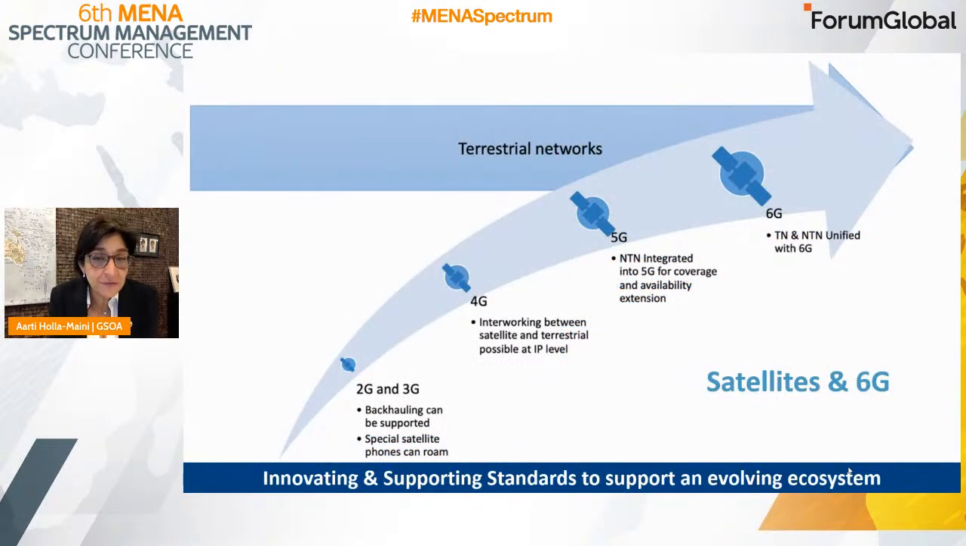We also, of course, have a vision for satellites in 6G. Whereas with 4G, we had interworking between satellite and terrestrial, with 5G, we now see the standards emerging, which will allow integration. But when it comes to 6G, we're actually talking about unified networks, which the innovation and the standards work that the satellite industry is involved in right now is really going to be supporting. Next slide.